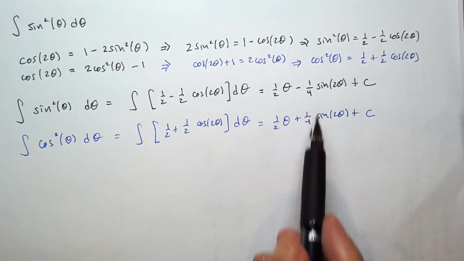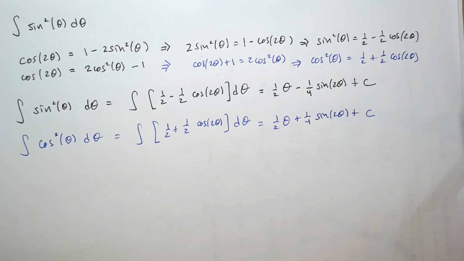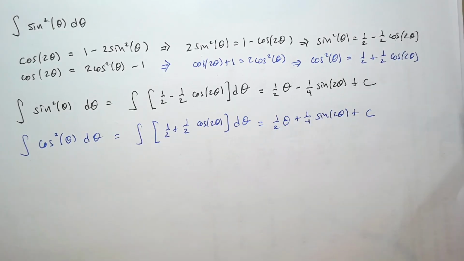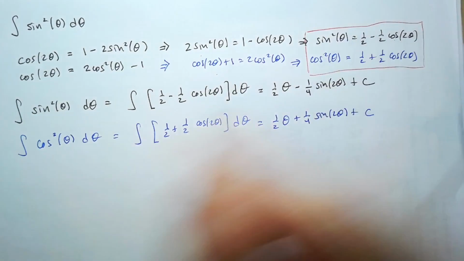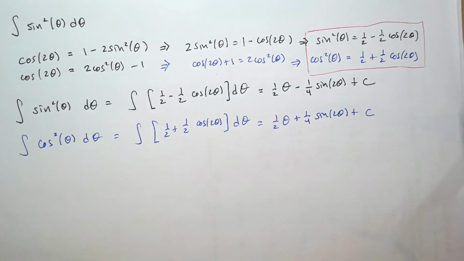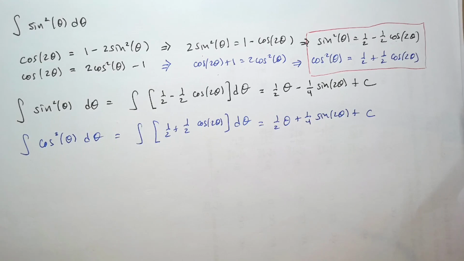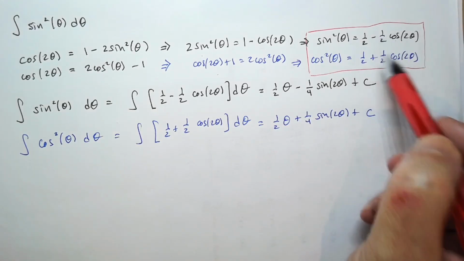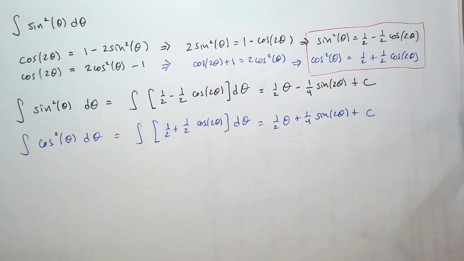We can check both of these answers and differentiate them and make sure we get back sine squared theta and cosine squared theta respectively. I would not suggest memorizing the results of these integrations. Instead, I would remember these two formulas right here because they'll come in handy all throughout this course, and they're very similar, and so if you can remember where the minus sign goes and the plus sign goes, it's almost like remembering one formula instead of two.